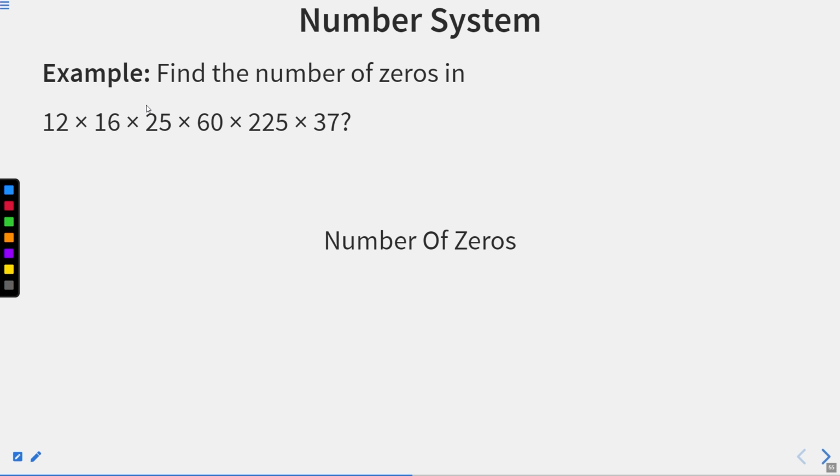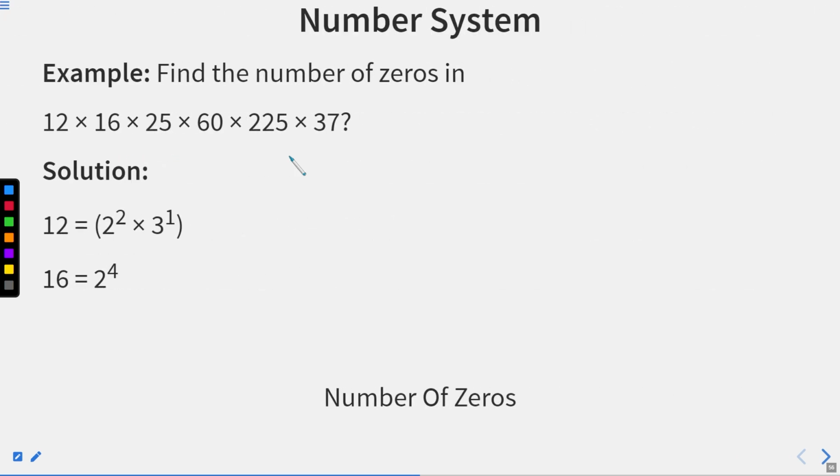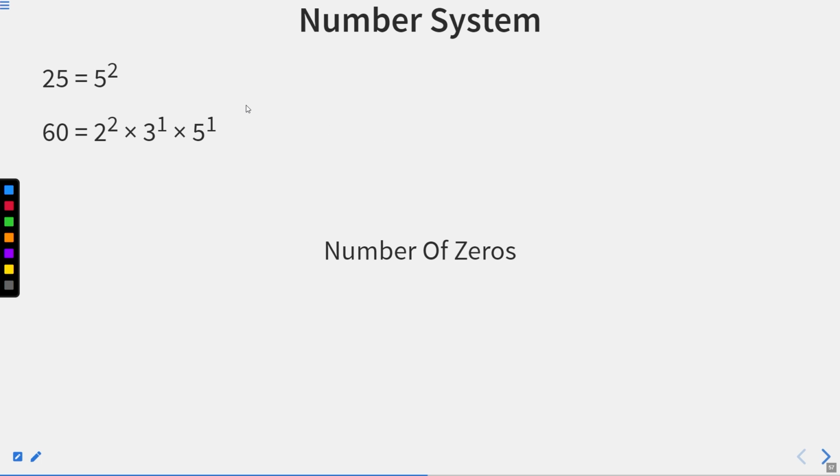What about this? In this case, how do you know the number of zeros? One way is to just multiply this number, but is it feasible? The answer is no. So how do you do it? First of all, factor all these numbers into their simplest form. 12 could be written as 2 square into 3. 16 can be written as 2 to the power 4. 25 can be written as 5 square. 60 can be written as 2 square into 3 into 5.